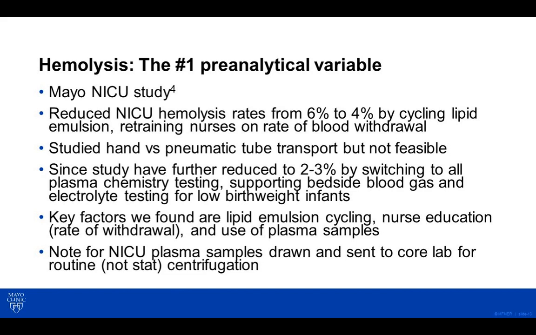Since that time, we've switched from a mixture of serum and plasma to all plasma testing. And for the most problematic infants, the low birth weight infants, where we often had multiple hemolyzed specimens, we switched to bedside point of care support for those infants. Those two additional measures to the ones we published a few years ago have allowed us to stay at a 2 to 3% hemolysis rate in the NICU, which I just mentioned on the last slide. And then key factors I mentioned are the lipid emulsion cycling, not drawing routine blood draws while nutritional support is going on, nursing education, and the use of plasma instead of serum samples.